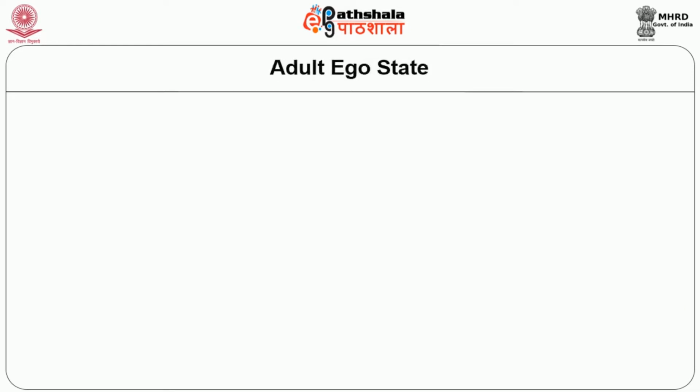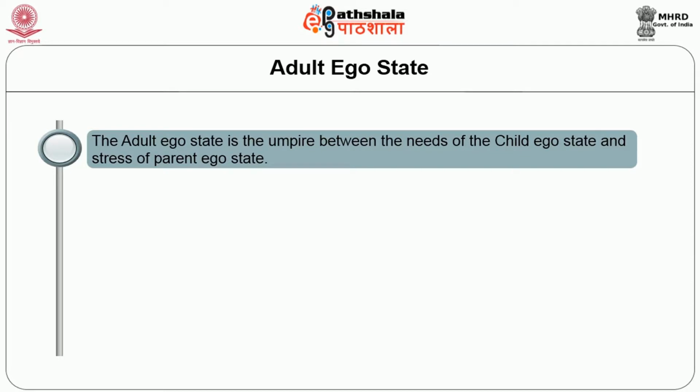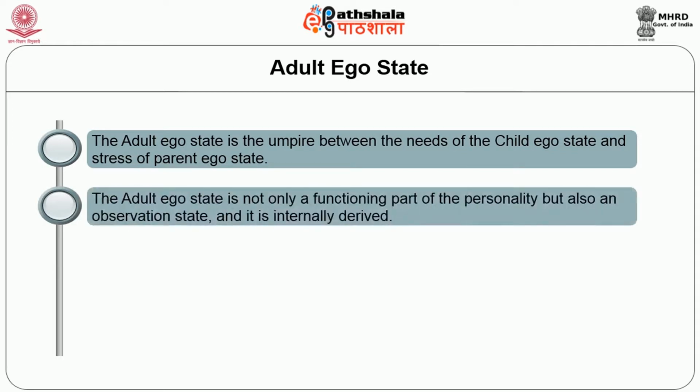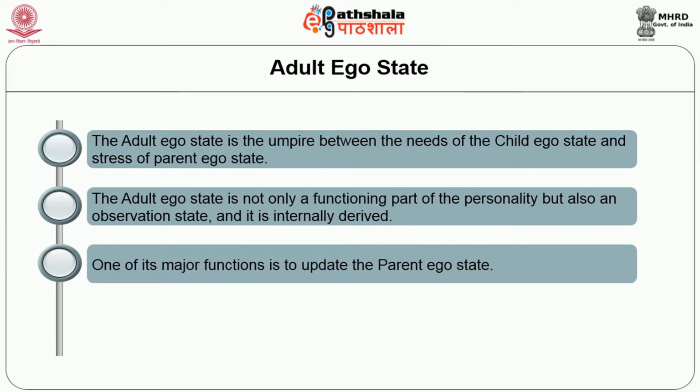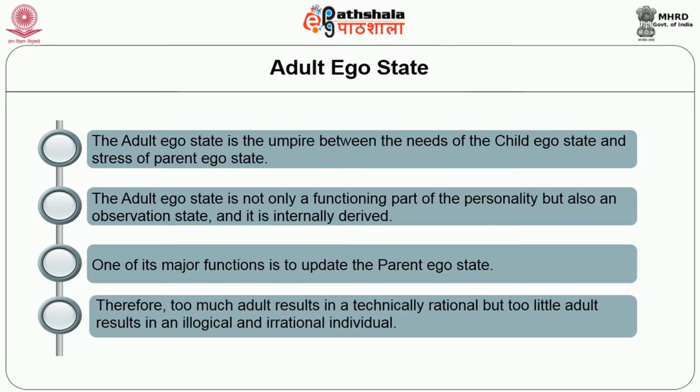Now we can see about the adult ego state. The adult ego state is the umpire between the needs of the child ego state and the stress of the parent ego state. The adult ego state is not only a functioning part of the personality but also an observational state and is internally derived. One of its major functions is to update the parent ego state. Therefore, too much adult results in a technically rational individual, but too little adult results in an illogical and irrational individual.